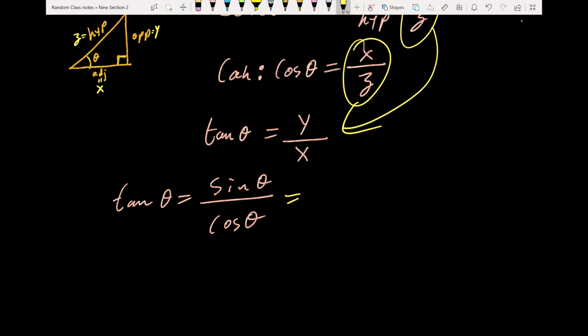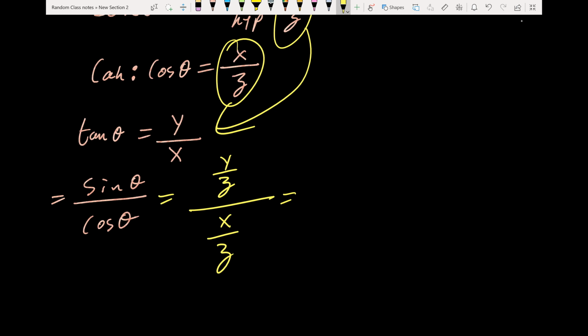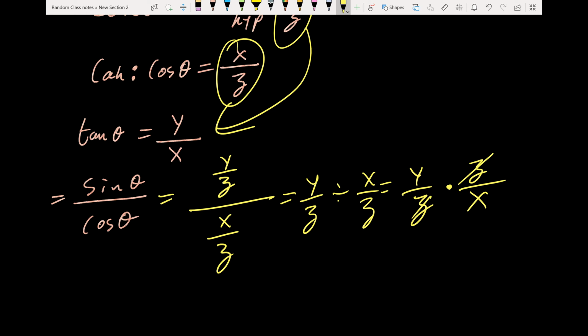So let's look at it. Sine of theta is y over z, over x over z. Is that correct? Right, guys? When you simplify it, what does this become? And you do the multiplication of that. It's the same answer. So we got the SOHCAHTOA, right?